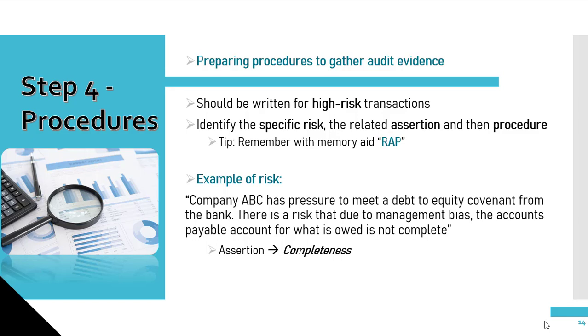Here's an example of a risk. Company ABC has pressure to meet a debt-to-equity covenant from the bank. There is a risk that due to this management bias, the accounts payable account, for which is owed, is not complete. Therefore, the assertion is then completeness. Students should read the requirements carefully. Sometimes a requirement will not ask for procedures, sometimes only the RAP acronym will be applicable. We do have a separate video on assertions, and we'll have that linked in the corner of this video for you to learn more about that.